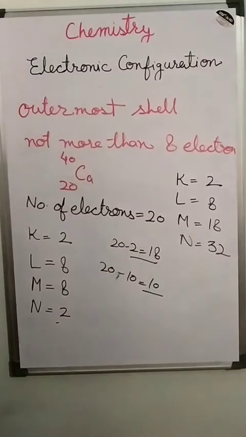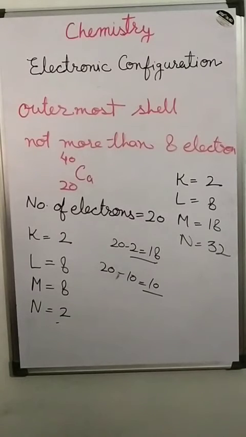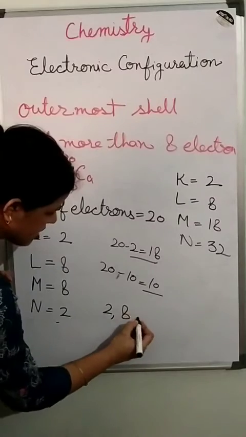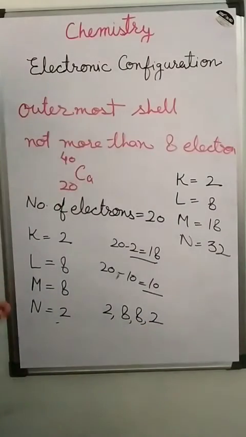Okay class, and this one is called the octet rule. Atoms of various elements enter into chemical combinations so as to attain the configuration of 8 electrons in their outermost shell, or 2 electrons if there is only one shell. Is it okay? So the configuration of calcium is 2, 8, 8, 2.